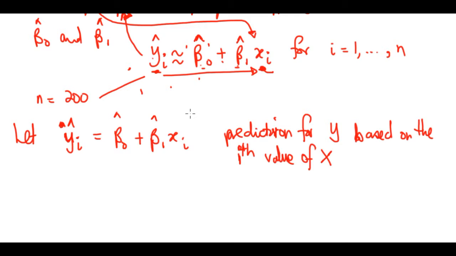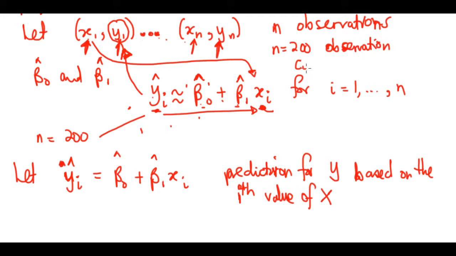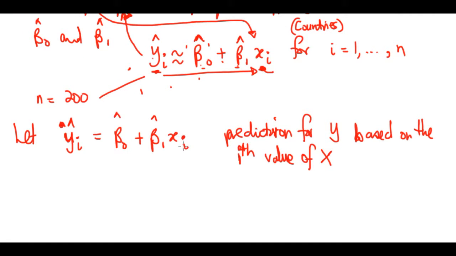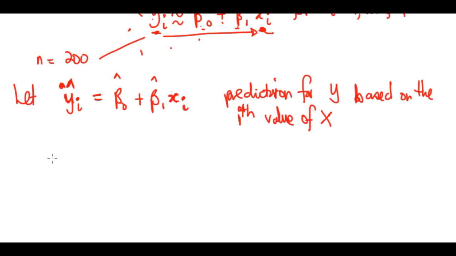If you read the documentation of the data that we're using here, these are n equal to 200 countries, I think. So it was the product sales in 200 countries. So this is going to be country number i. In country number i, we are doing TV advertising like xi, and yi is going to be the associated product sales in that particular country.